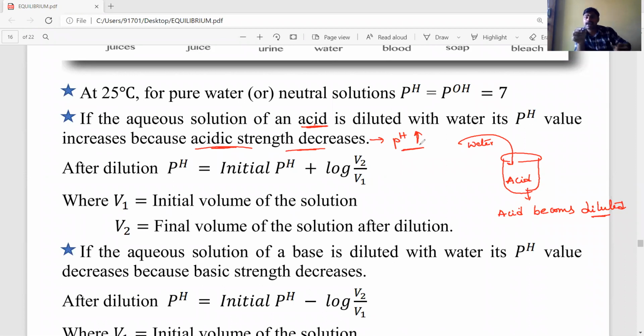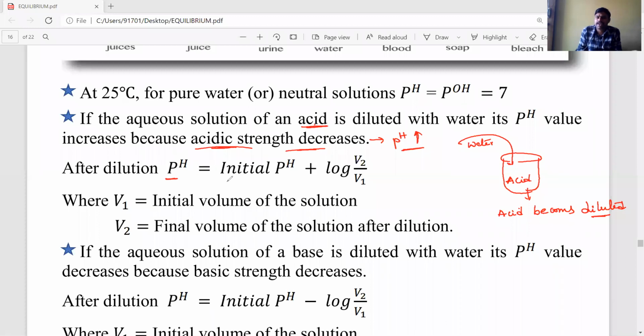So for acids, upon dilution, the acidic strength is decreasing. Acidic strength is decreasing means pH value increases, but for acids, no matter how much water you add, it becomes more diluted, but the pH value is always less than 7. So upon dilution of acids, the pH value increases.